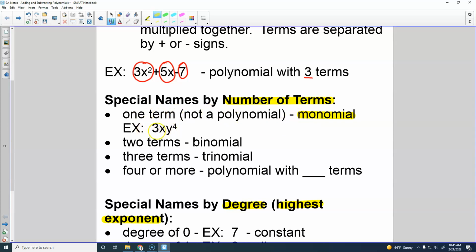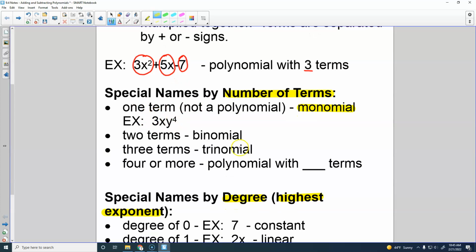It would look like this. It would not have any plus or minus signs. It might have more than one variable, but it's not going to have any plus or minus signs. A binomial, so if you're looking at that one, binomial, what does that prefix bi mean? 2. That has 2 terms. A trinomial, like a tricycle, is going to have 3 terms.